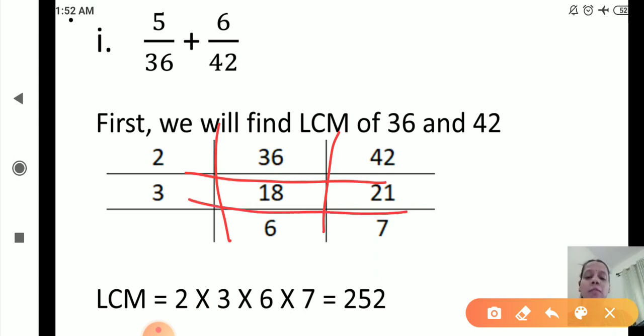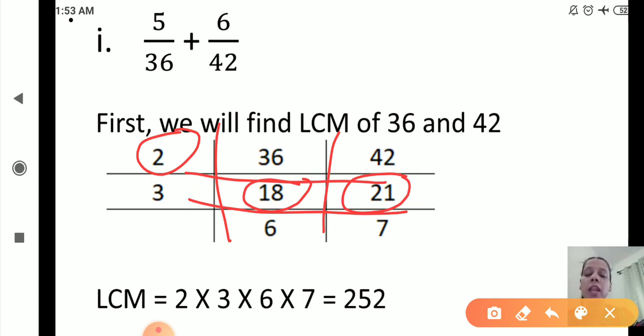Now 36 and 42, both the numbers, are divisible by 2. So I have written 2 on this side. 36 divided by 2 is 18, so below 36, 18 will come. 42 divided by 2 is 21, so below 42 we will write down 21.